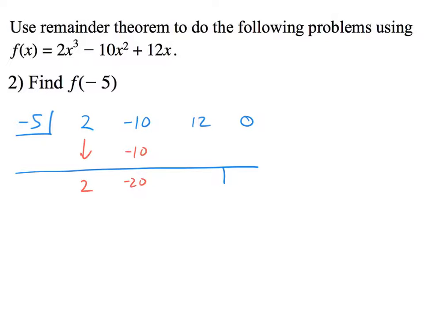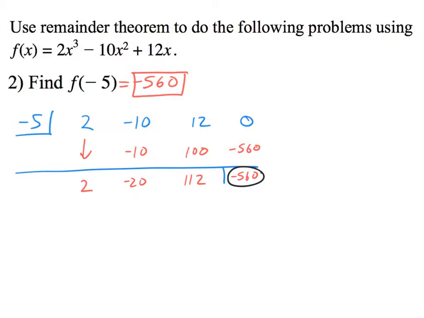Negative 5 times negative 20 is positive 100. Add those together, you get 112. Negative 5 times 112 becomes negative 560. 0 plus negative 560 is negative 560. So what is the remainder? That is the remainder. So what is the answer? It is negative 560. Now again, you could have just put negative 5 into each of these, but I think this is a pretty cool method.